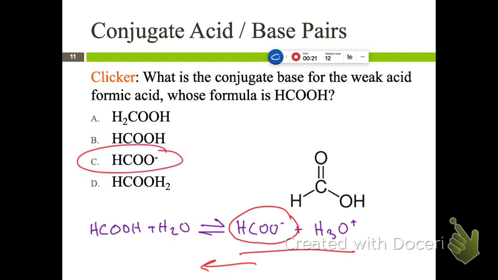So, this is the acid, this is the base, because this one donates a proton, this one accepts. Over here, the reverse reaction, these are called conjugates. On the right side, in the reverse reaction, this is a conjugate base, because it acts as a base going that way. This is a conjugate acid, it acts as an acid going that direction.